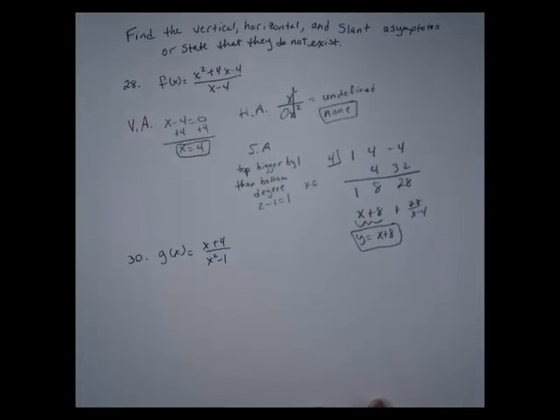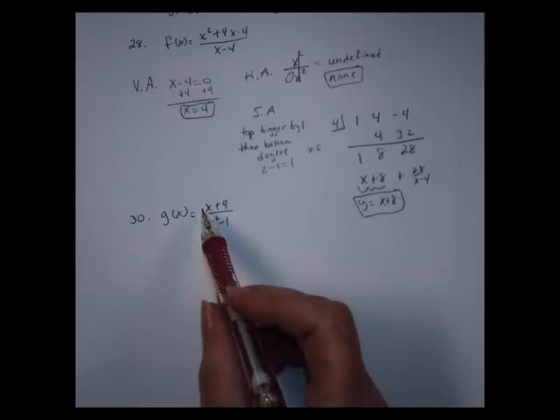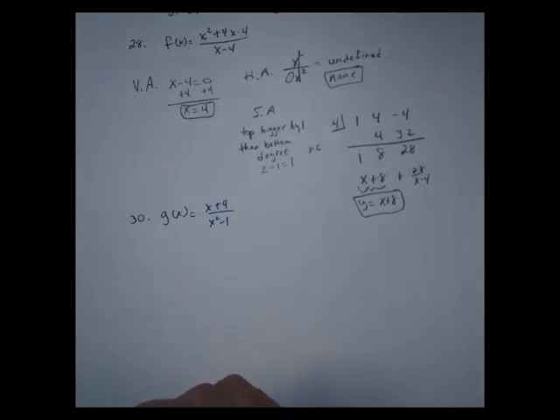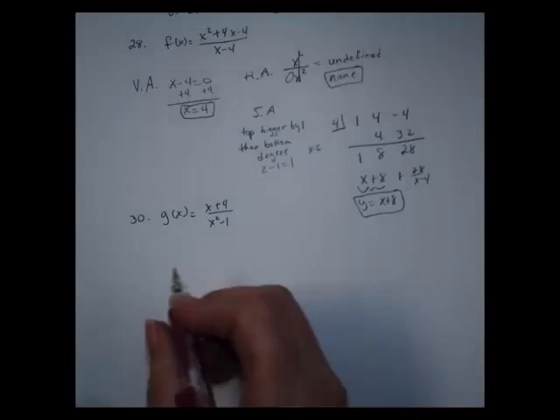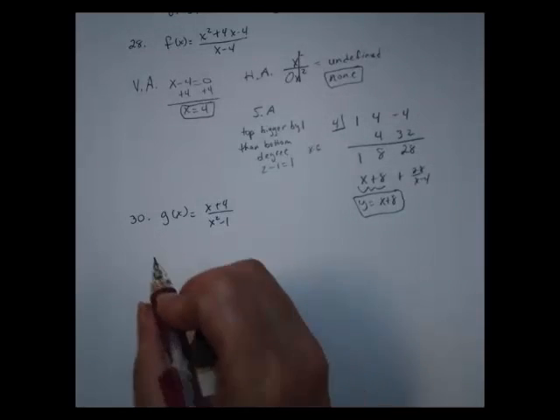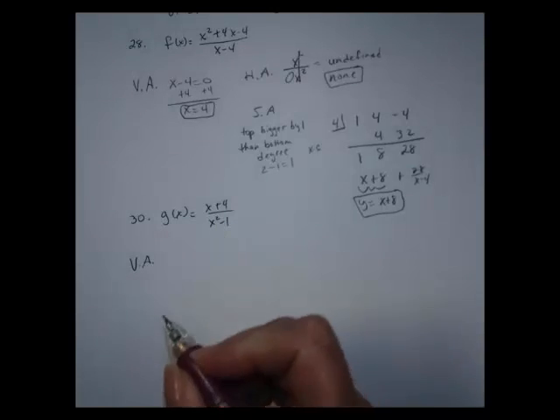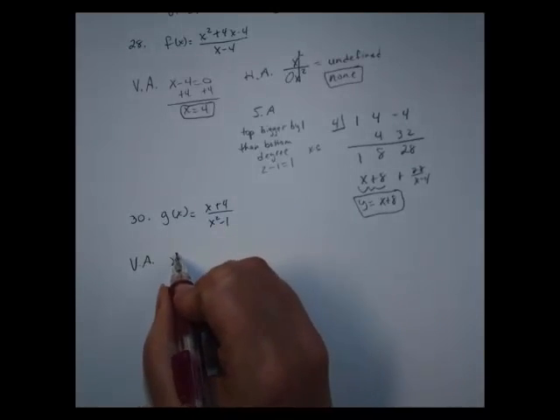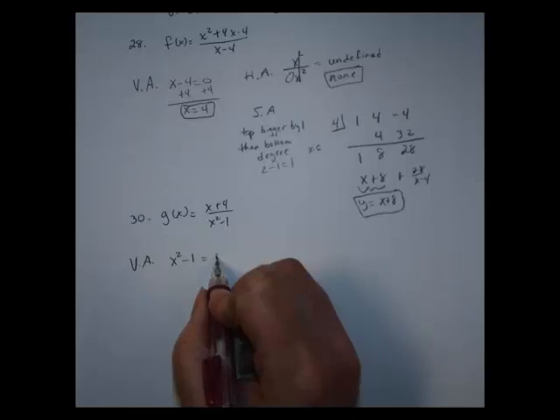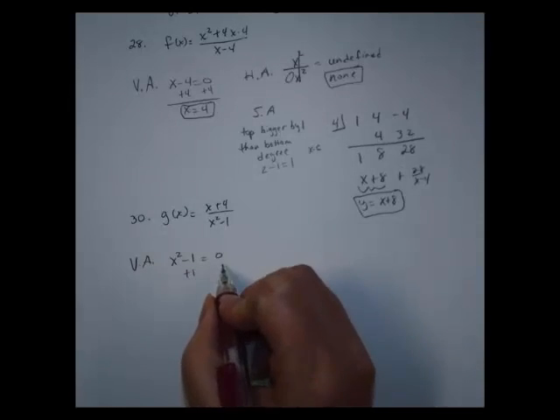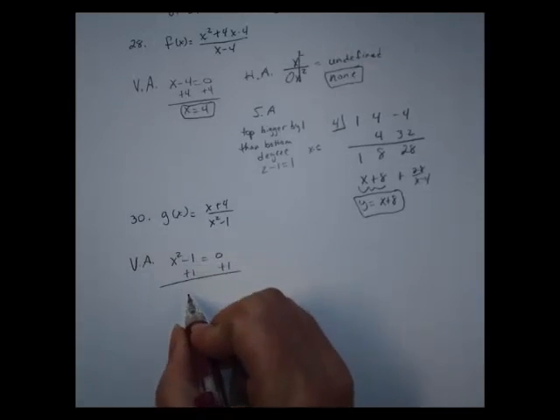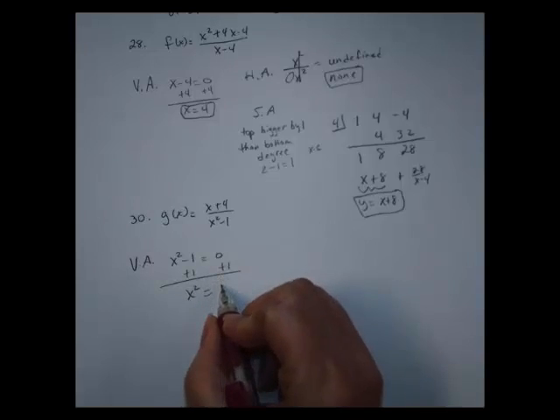On our next problem, we have g of x is equal to x plus 4 divided by x squared minus 1. So again, we're looking for our three types of asymptotes. So on the vertical asymptote, we're again setting our denominator equal to 0. So x squared minus 1 is equal to 0. I'm going to add 1 to both sides. So x squared equals 1.